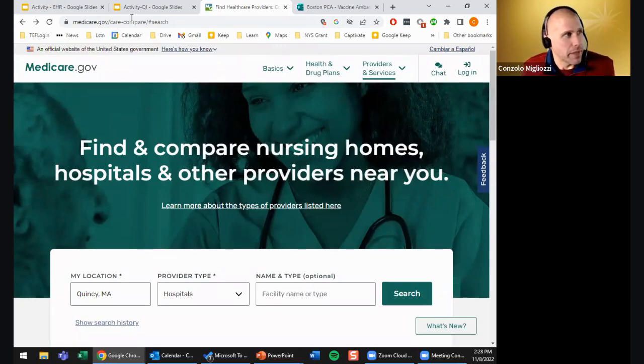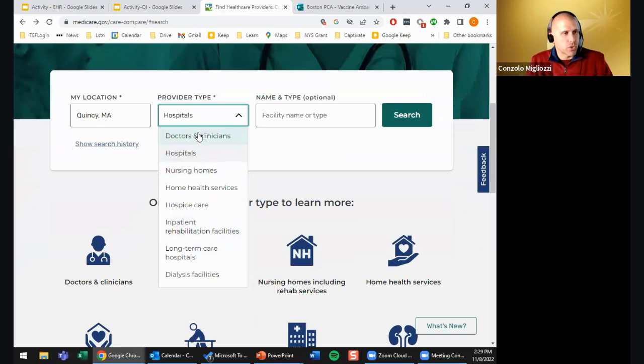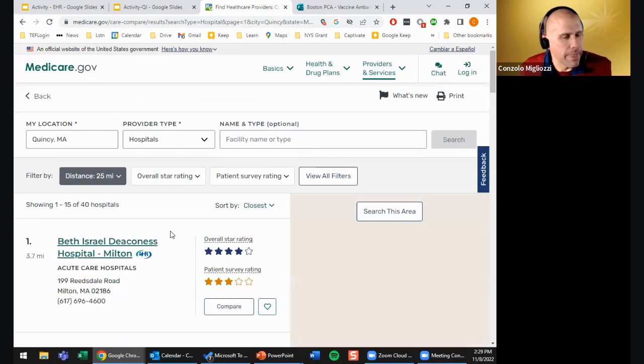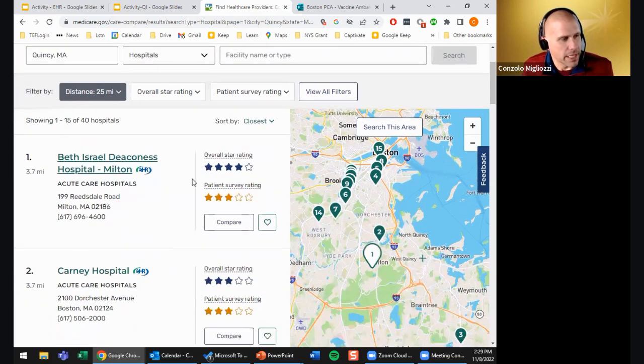So this is the website, medicare.gov. I can drop the link in the chat in a second. What this does is it allows you to view different providers and compare them. So for example, if I put in a location, Quincy, Mass, and I choose hospitals, I could choose all these other things, like doctors or nursing homes, right? But let's just say I choose hospitals and then I search, there it goes. Okay, so now it's showing hospitals in our area, and it's giving a star rating.